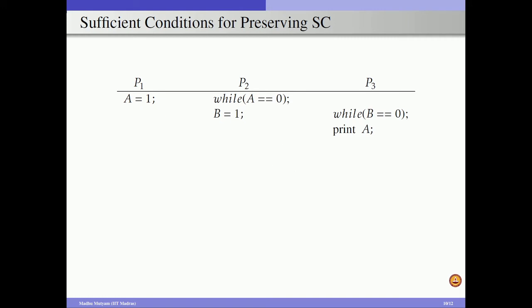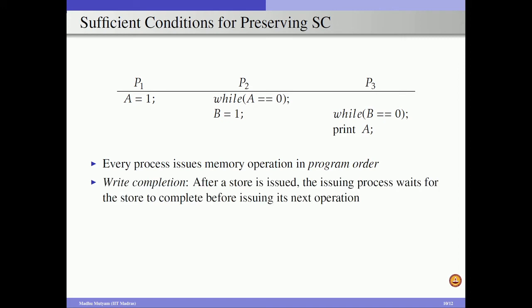So when we want to implement sequential consistency in our model, in addition to respecting the program order and the global memory order, we also need a set of conditions. These are sufficient conditions to ensure sequential consistency. Every process issues memory operations in program order, as we already mentioned in the formal definition. And we have to consider write completion: after a store is issued, the issuing process waits for the store to complete before issuing any other operation in program order.